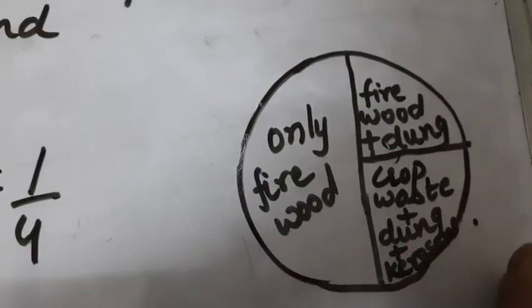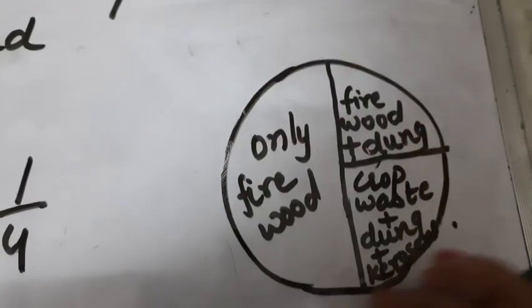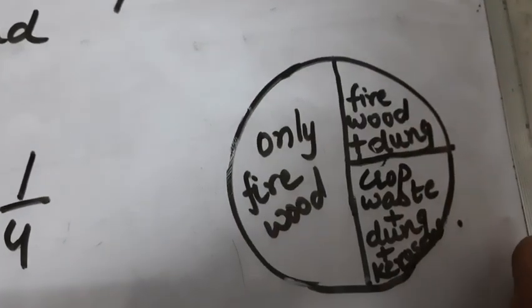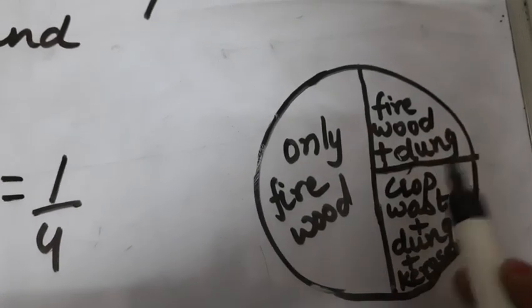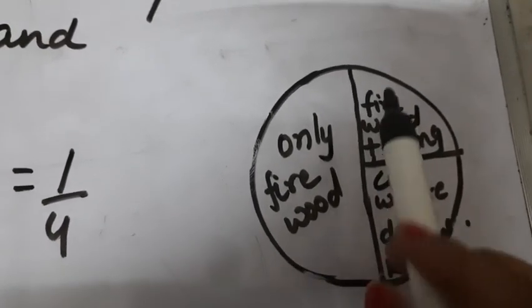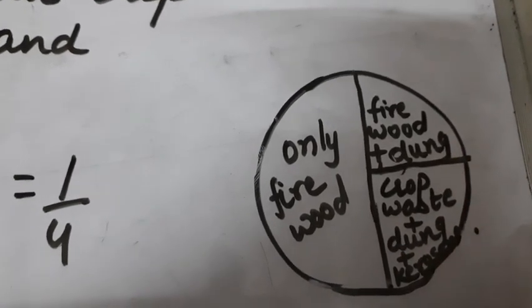So this is a pie chart. What is a pie chart? Pie charts are circular charts. This is a circular chart and it is useful when we want to show the fractions of a collection. When we want to show the fraction of a collection, then we use a pie chart.